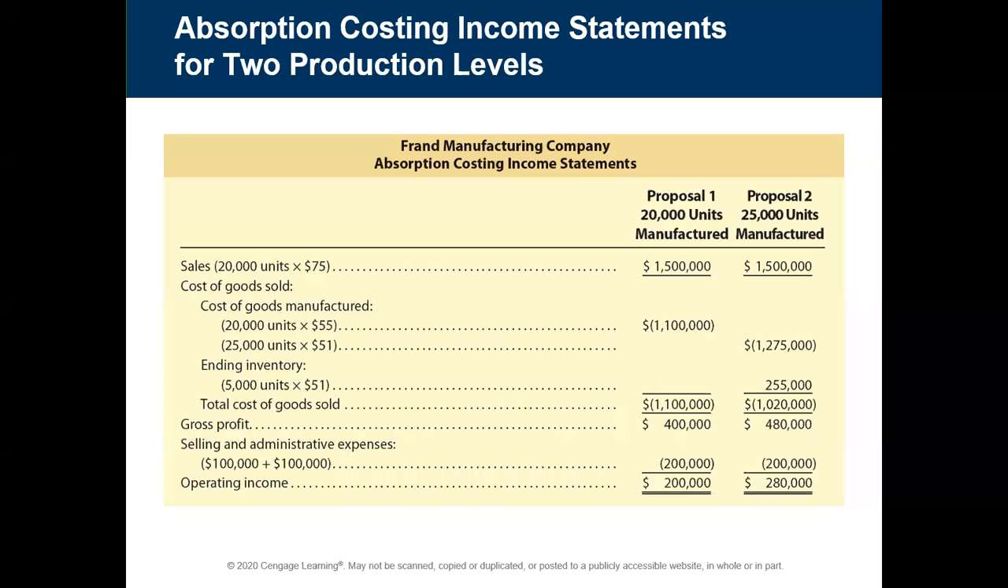So you can see under absorption costing, even though we produced more, our cost of goods sold is actually less. Why is it less? Can anybody tell me? The variable costs are the same.